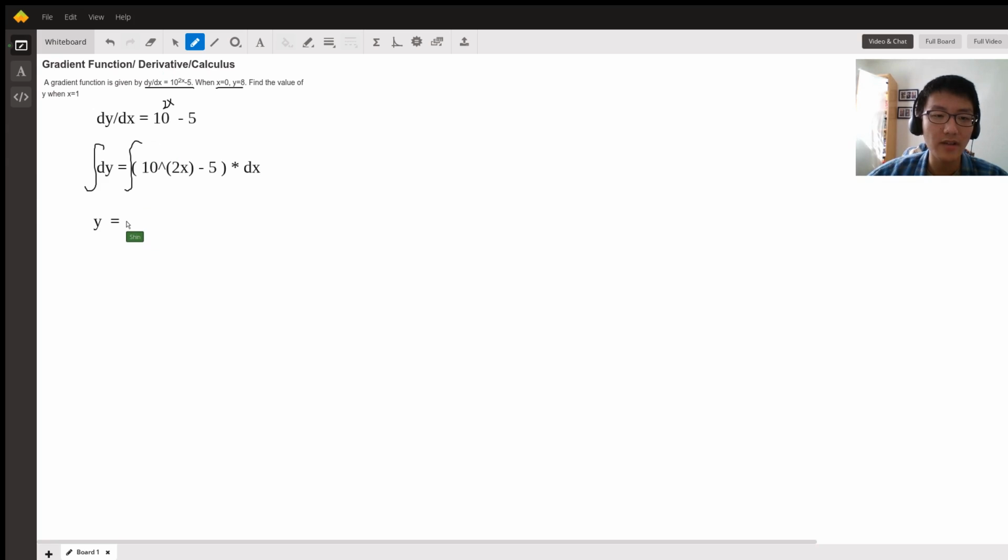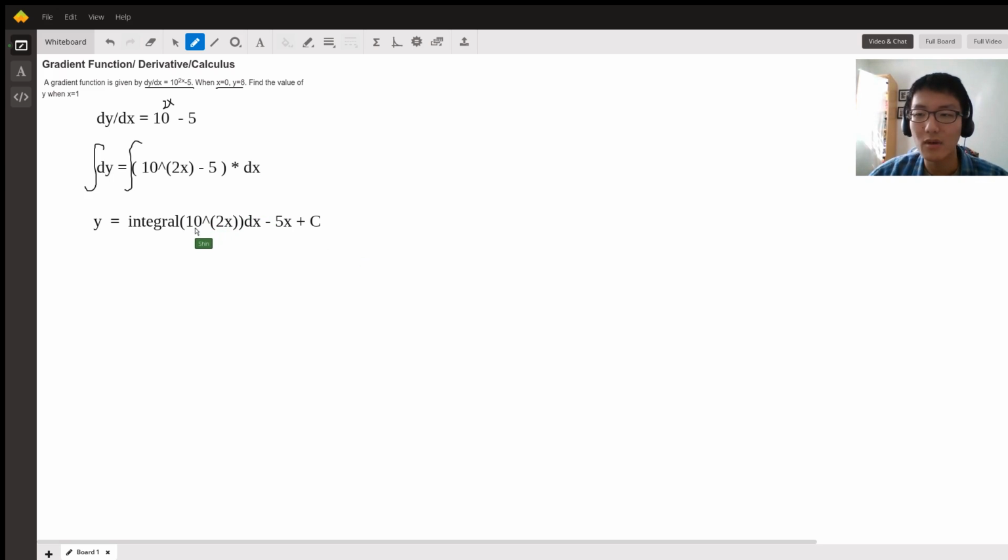We will leave the more complicated integral aside. But we do know that the integral of -5 dx is minus 5x. Now notice here that we do not have a limit of integration. So therefore, because it is a general antiderivative, we need to add an arbitrary constant c.